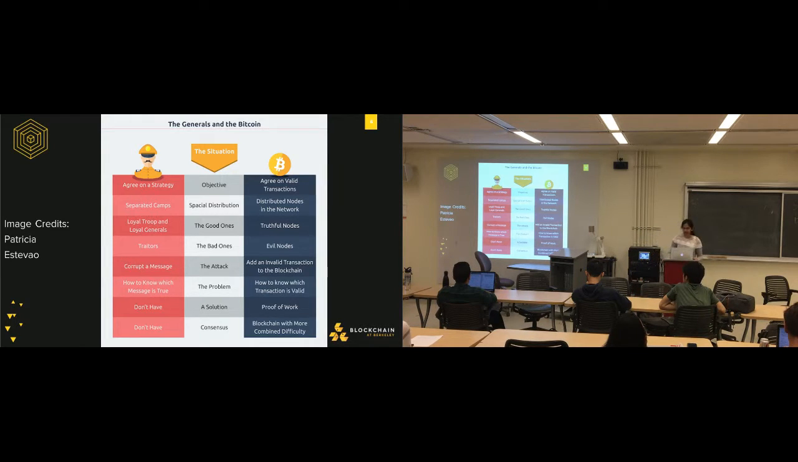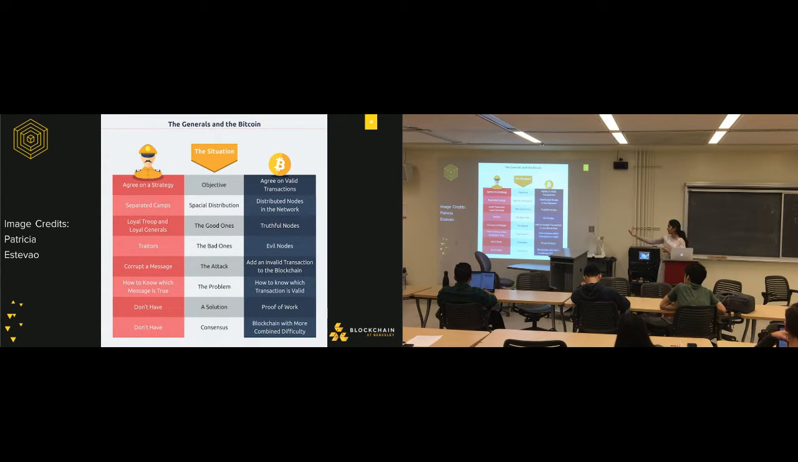Yeah. So an attack that the generals face could be a corrupt messenger, like traitors passing on wrong messages to the messenger. An attack that Bitcoin faces could be the 51% attack, or a double spend, or Sybil attacks, which we know can't really happen. All of which try to add an invalid transaction to the blockchain.